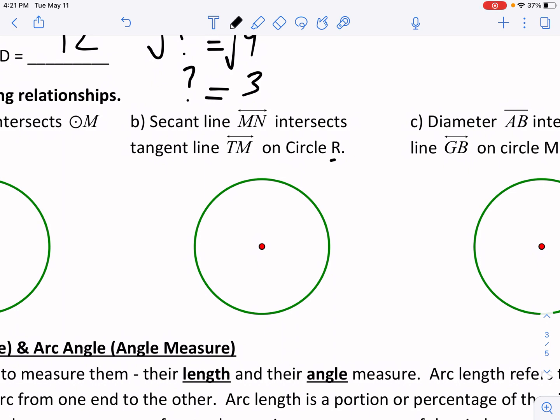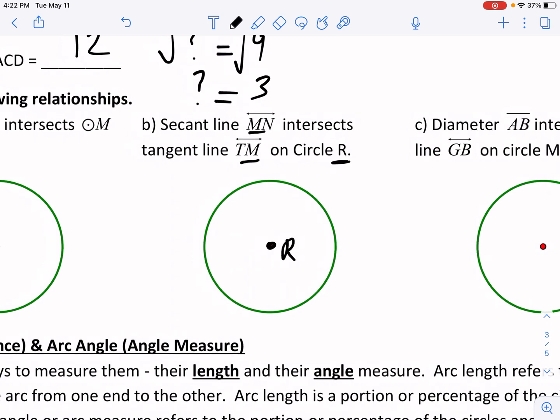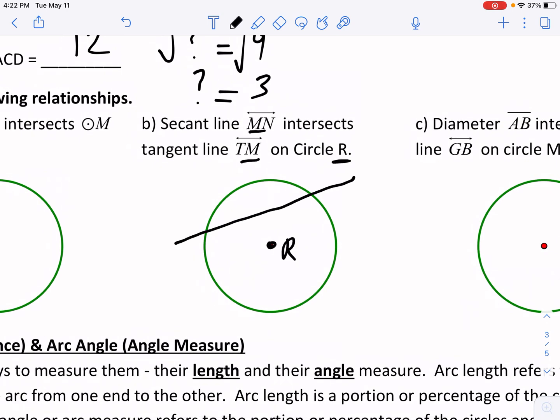Well, let's just start with this. We know that the circle is R, and we name a circle by its center point. Which point do the secant line and the tangent line both share? M, right? So that tells us that we're going to intersect at M. If they both share M, that must mean they intersect at M. So let's start by drawing our secant line, which is MN, okay? So maybe we have this secant line here, which is N to M.